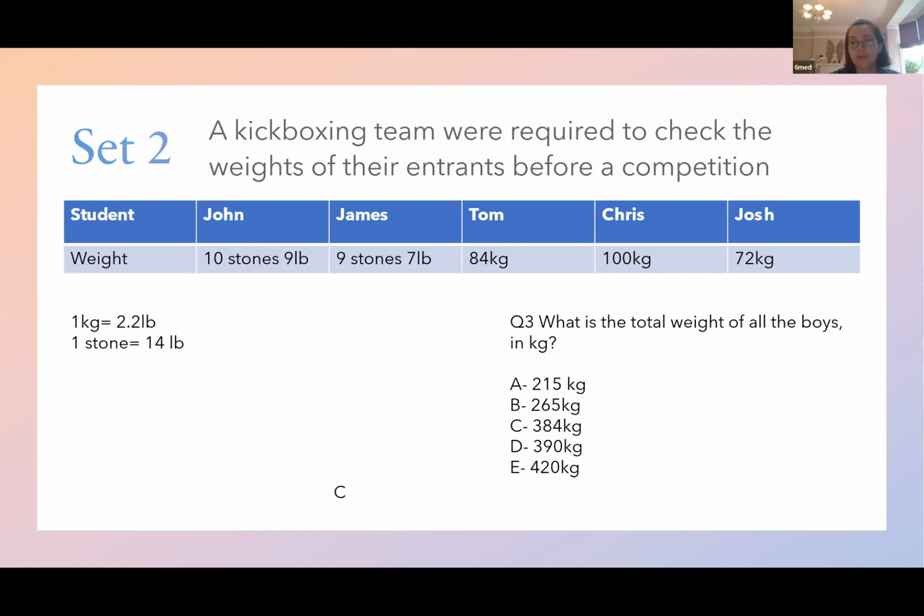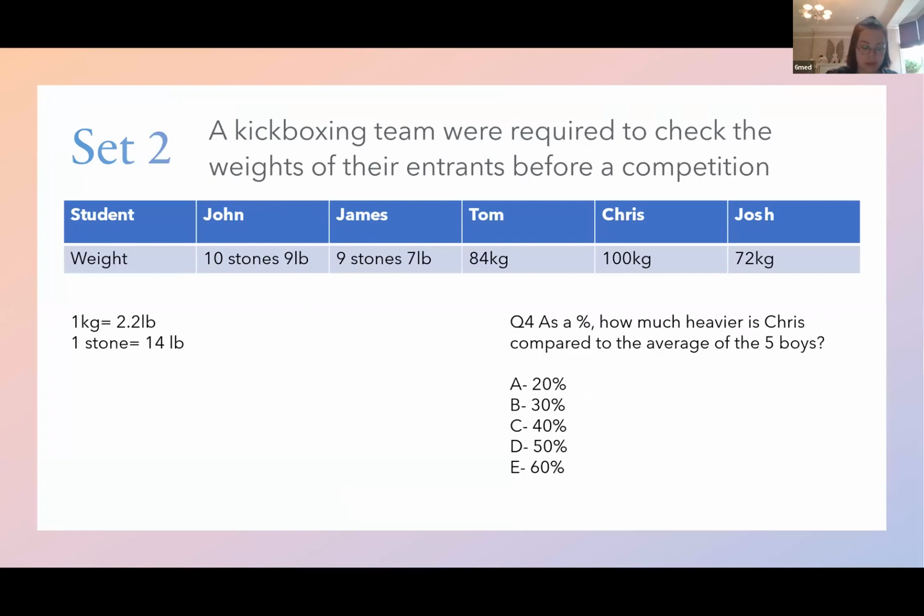So looking at total weight of a boy in kilos, so we need to change John and James's weights into kilos, and we do this by figuring out how many pounds in total each of them weigh, and then we can convert that to kilos by dividing by 2.2 and then just adding all those weights together. So hopefully that one makes sense to you guys. So we can move on. Here's another one. So give this one a go. I'll put 45 seconds on the clock.